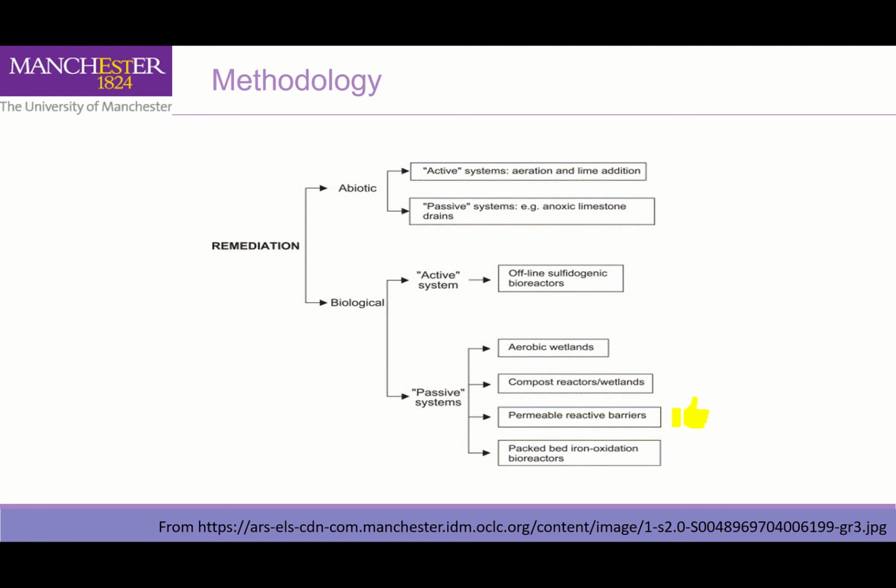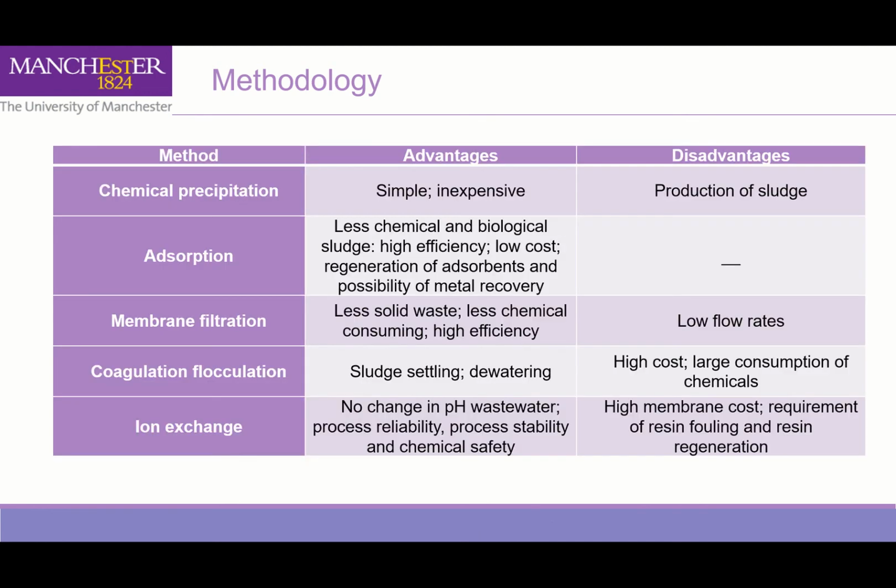So, the choice of passive treatment to remediate acid mine drainage depends on the capacity of the particular system for producing alkalinity and its efficiency of metal removal. Now we can see a table listing several common methods of removing heavy metals in the water, and their advantages and disadvantages could also be seen in it.